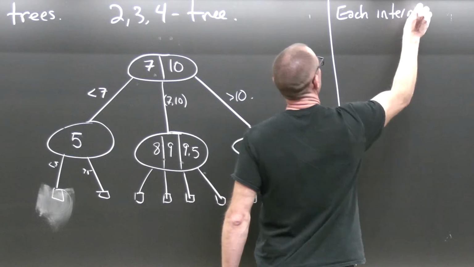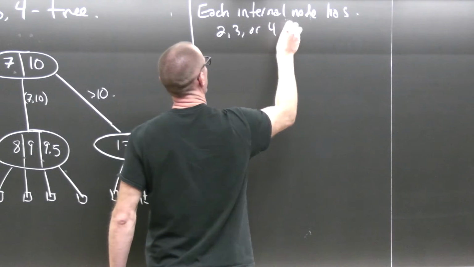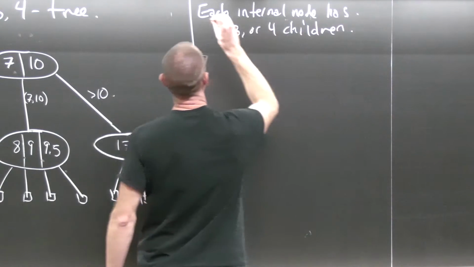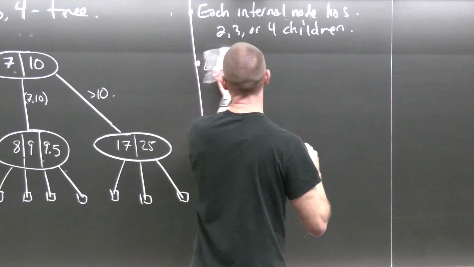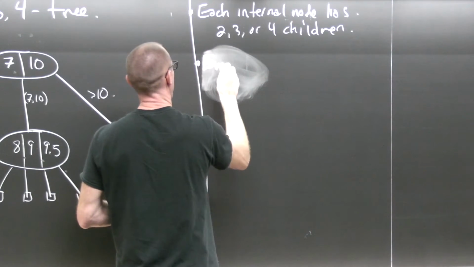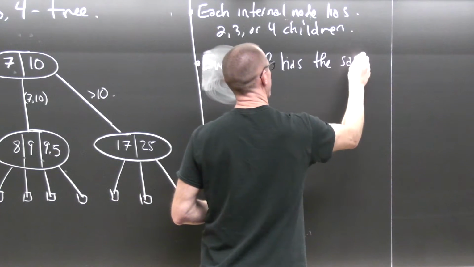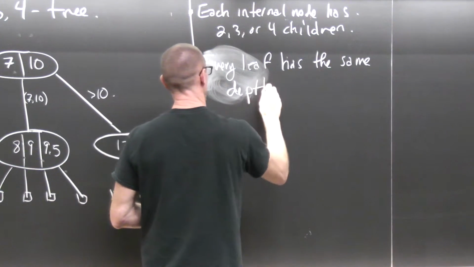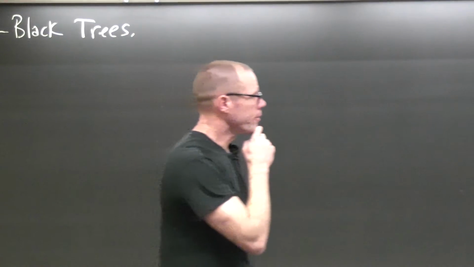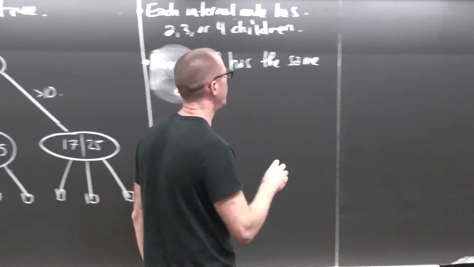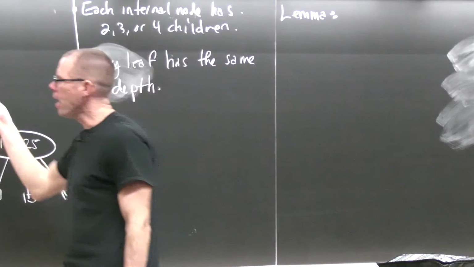Each internal node has 2, 3, or 4 children. So that's one rule about 2, 4 trees. Another one is that every leaf has the same depth. So that's good to know. And those are really the only 2 rules, that and this ordering rule.